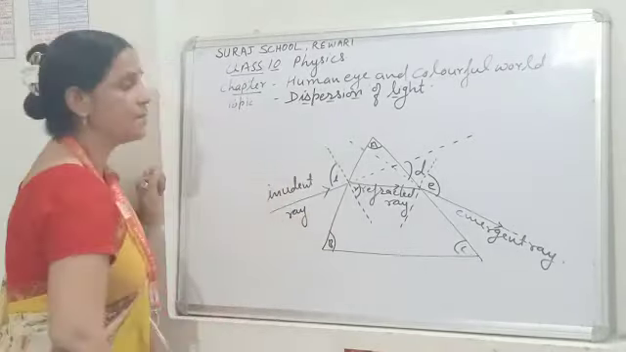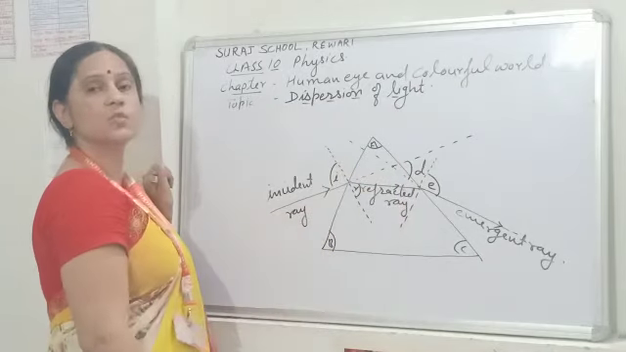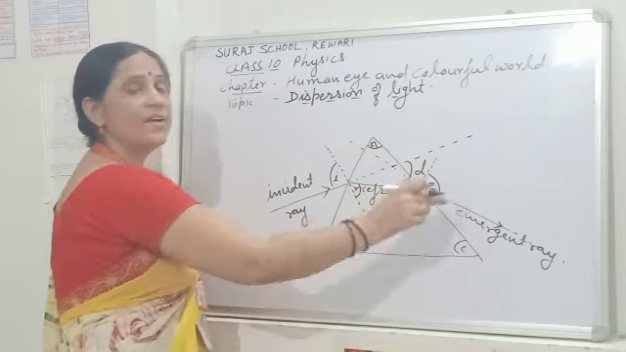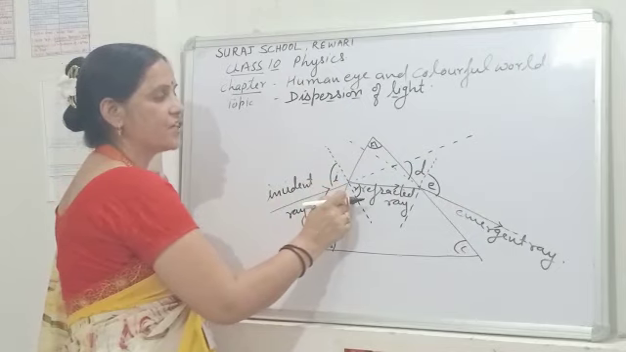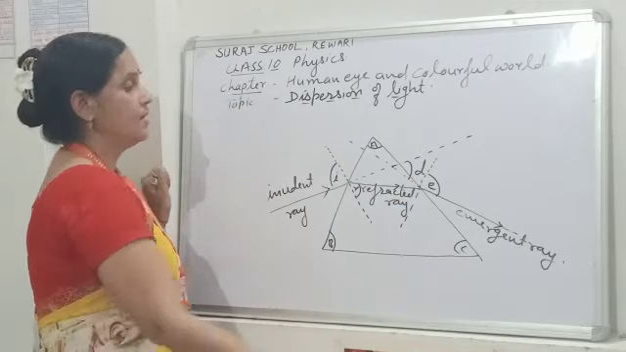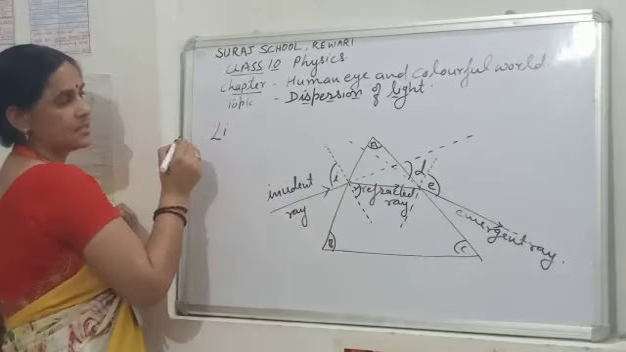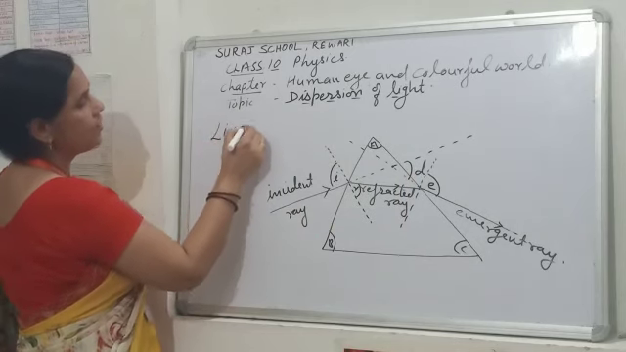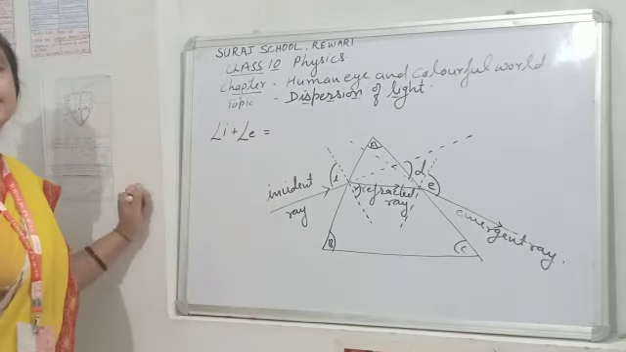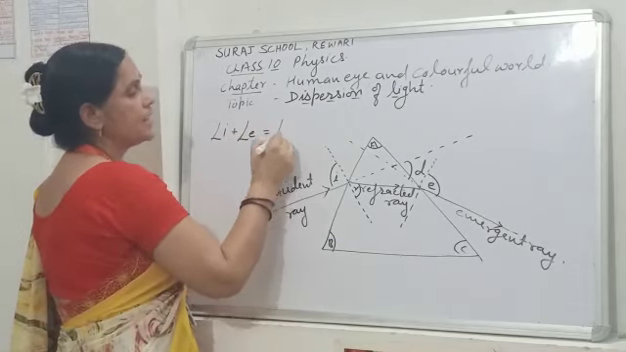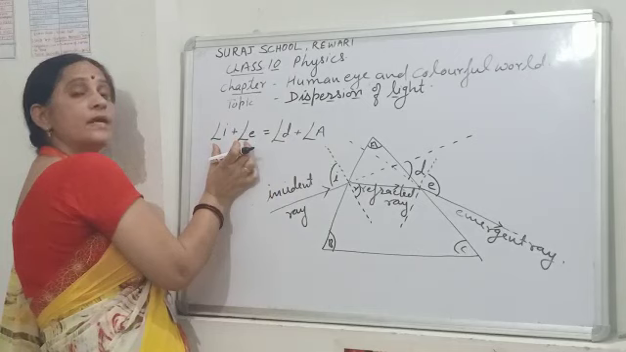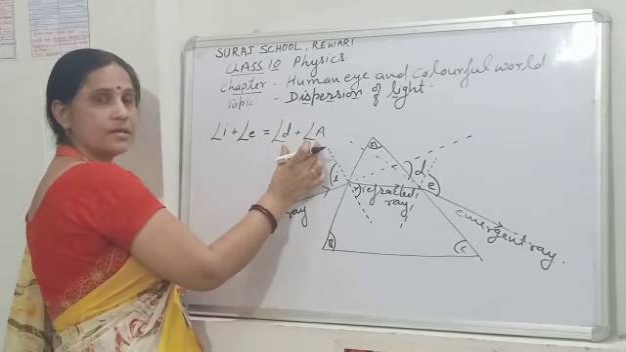When light enters a prism, it refracts this way: incident ray, refracted ray, emergent ray, and the 5 angles: angle of incidence, angle of refraction, angle of emergence, angle of prism, and angle of deviation. The sum of the angle of incidence and the angle of emergence is always equal to the sum of the angle of deviation and the angle of prism. Means the sum of these two angles is always equal to the sum of these two angles.